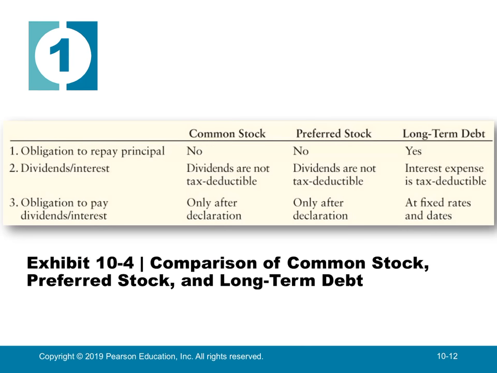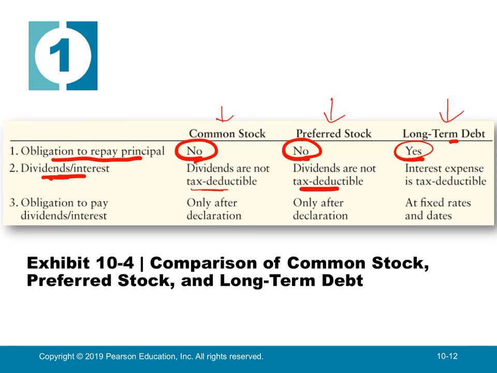So here's some more comparison of common stock, preferred stock, and long-term debt. So really three different ways to finance your company. So do you have to repay any principal? Not with common stock, not with preferred stock, but yes, you do with long-term debt. Are there any dividends or interest payments, or how do they get treated? In this case, this is talking about the tax treatment. So dividends, you do not get a tax deduction for either common or preferred stock, but for long-term debt, interest expense is tax deductible. So you do get a tax savings on that.